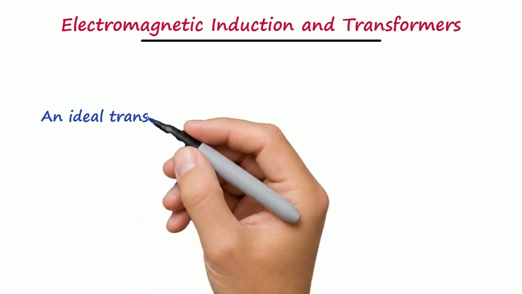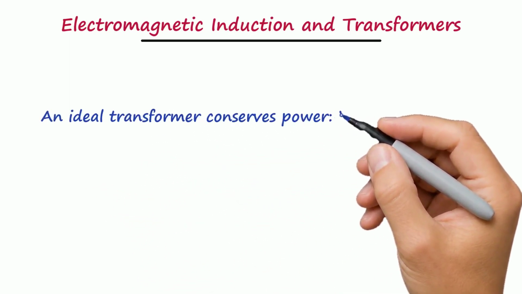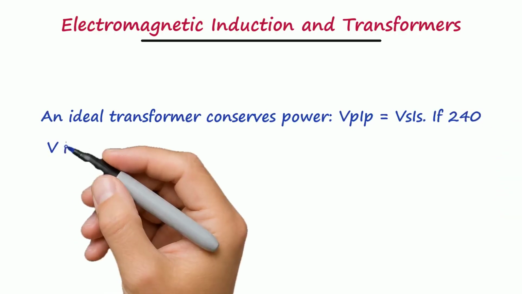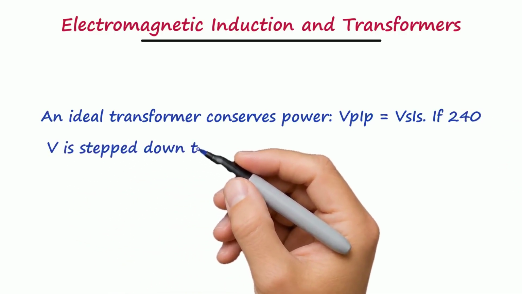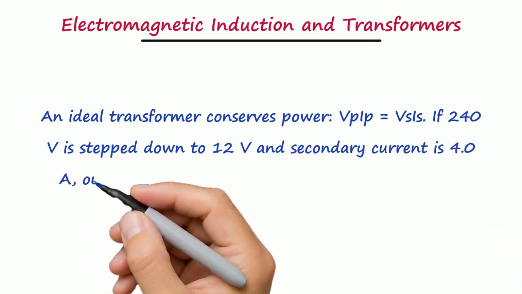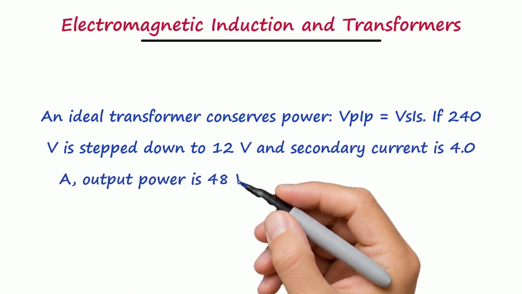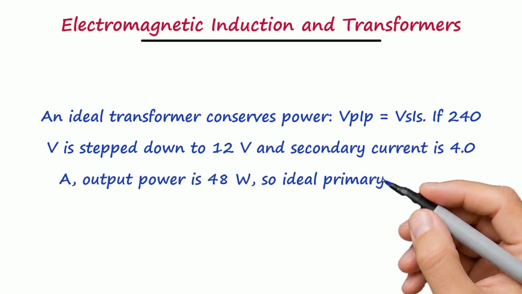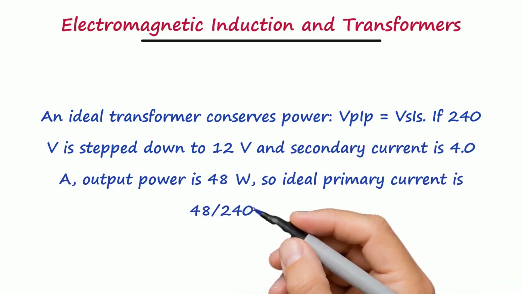An ideal transformer conserves power, VpIp equals VsIs. If 240 V is stepped down to 12 V and secondary current is 4.0 A, output power is 48 W. So ideal primary current is 48 over 240 equals 0.20 A.